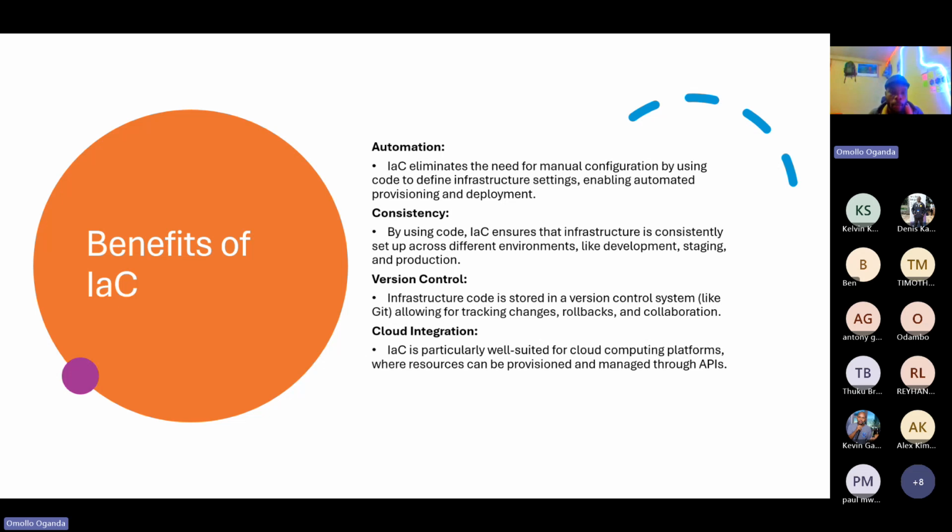Then consistency. By using code, IaC ensures that infrastructure is consistently set up across different environments, like development, staging, and production.